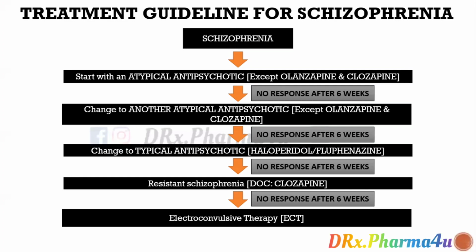Even then, if there is no response, then it is known as resistant schizophrenia, or also known as refractory schizophrenia. It is a condition in which multiple drug therapies are not working in the patient. In that condition, the drug of choice, DOC meaning drug of choice, is clozapine. And even with clozapine, if there is no response, then we have to go for electroconvulsive therapy, which is quite complicated. So this is just a summary of the treatment guideline for schizophrenia.